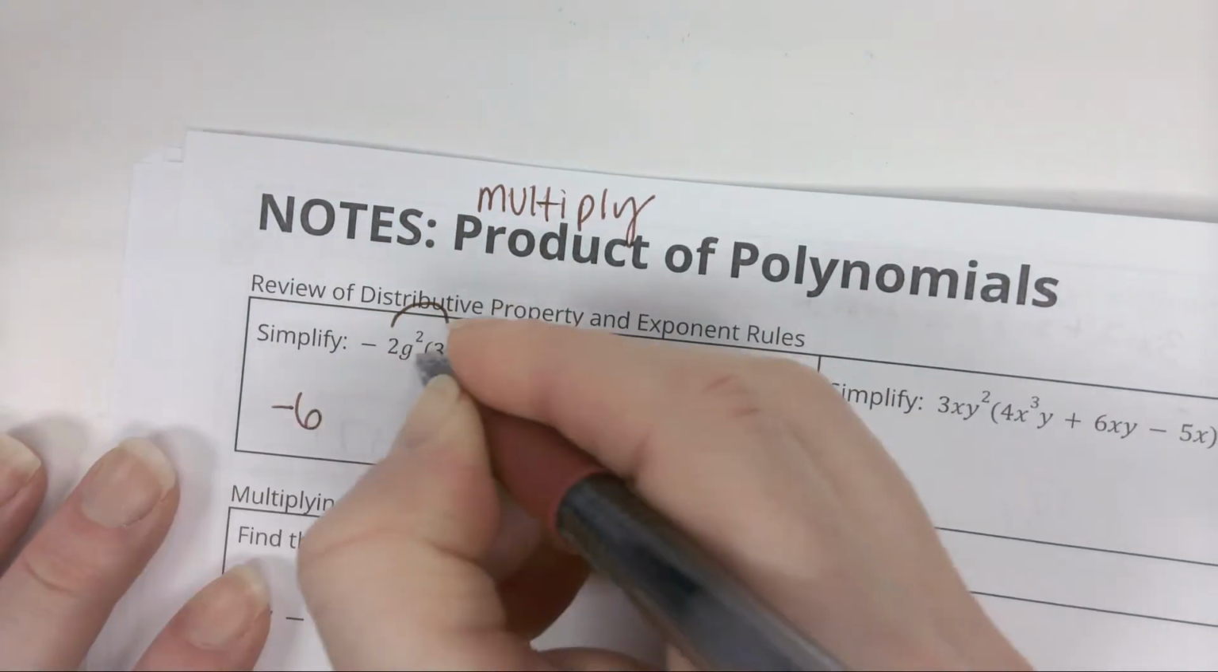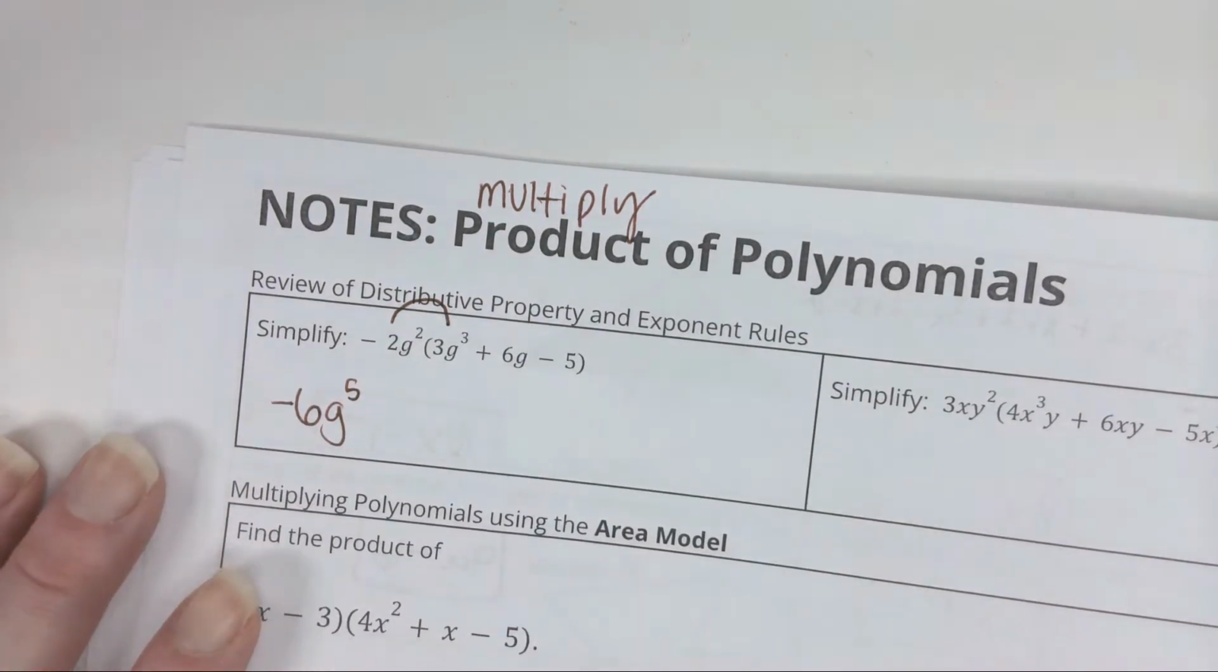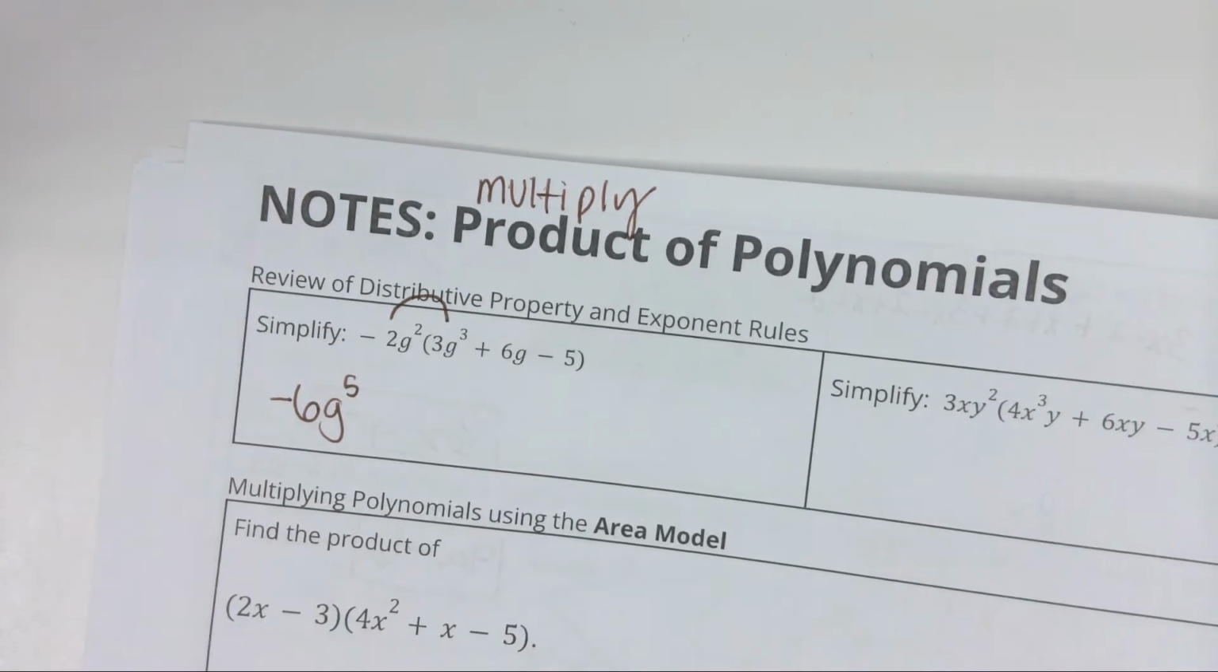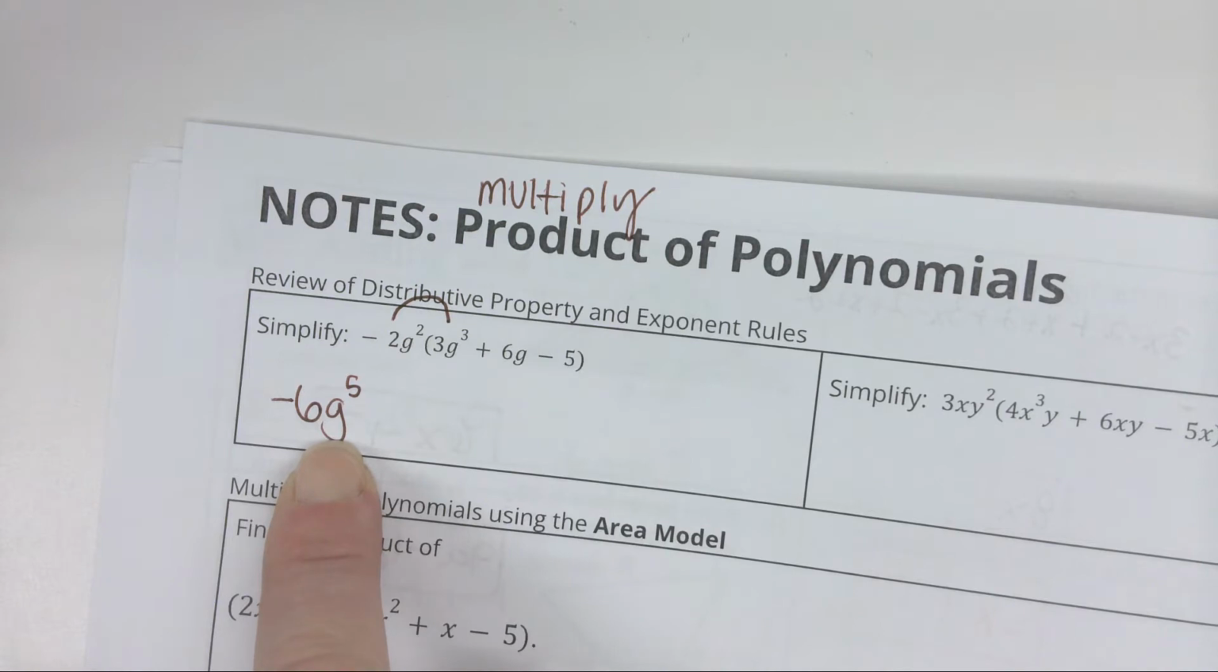G squared times G cubed is G to the 5th. Remember, I add those exponents together? So sometimes people get confused because they are like, why are you adding? We're multiplying. We are. It's that the rule for exponents is that you add them when you multiply G squared times G cubed. All right.